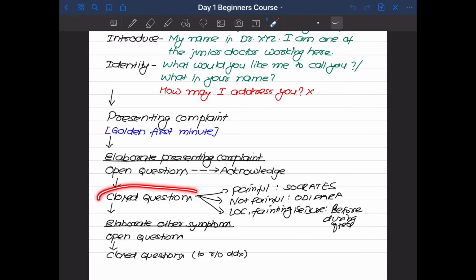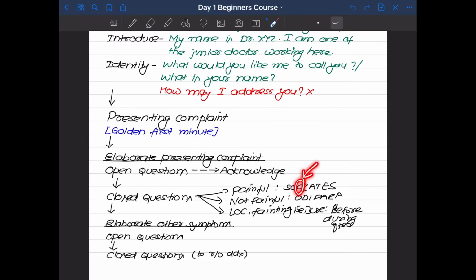Now the patient has answered this much to the open-ended question. Since this complaint is a painful one, you have to do SOCRATES, which is site, onset, character, radiation, associated symptoms, timing, aggravating and relieving factors, and severity. But this patient has already told something about site. It's in the belly button. So we are asking filtered closed questions. You don't want to ask about the site now, but rather ask about the onset. How did it start? When did it start? Were you doing anything in particular when it started? These are the questions you can ask on the onset.